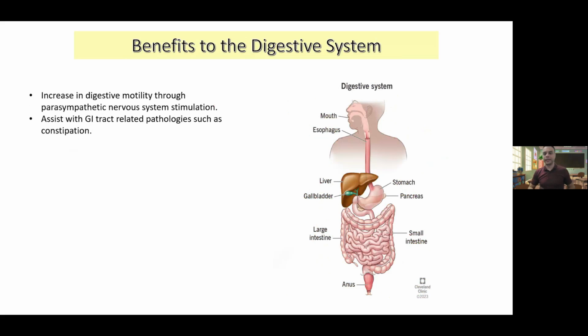The digestive system, again, as we've seen: parasympathetic response increases digestive motility through activation of the parasympathetic system, but the physical force of massage too could aid in the movement of the GI tract, namely the large intestines. Now, of course, there's only a small portion of the large intestines that we are physically able to apply enough pressure to affect, which would be the ascending and part of the transverse colon, but it could be beneficial in GI tract related pathologies like constipation. The physical force could help with the movements.